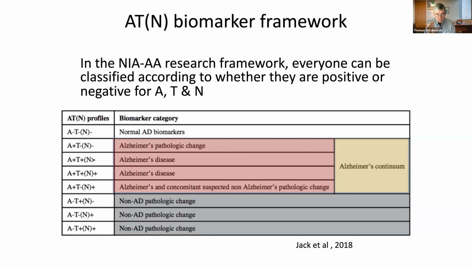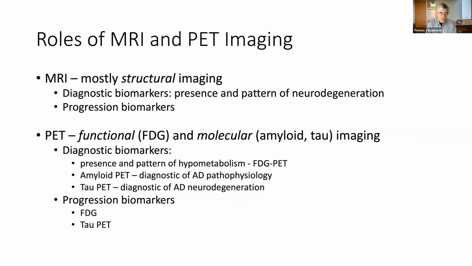The ATN biomarker characterization is increasingly being woven into the fabric of the Alzheimer's Centers program. And we'll talk about how that's working its way out here at UW. So the respective roles of MRI and PET imaging then, MRI is mostly used for structural imaging, diagnostic biomarkers, especially the presence and pattern of neurodegeneration, which can also be used as progression markers of disease.